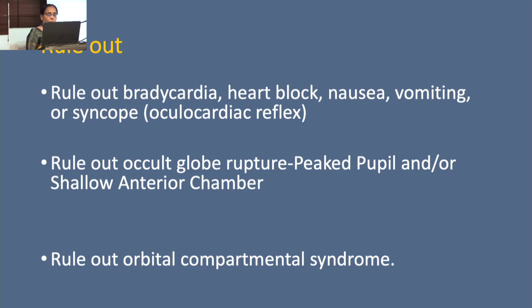Before all this, rule out bradycardia, heart block, nausea, vomiting, everything. So basically make the patient comfortable. And you have to look at the pupil, you have to look at the shallow anterior chamber. If there is a peaking of the pupil, we must suspect that there is an occult globe rupture.